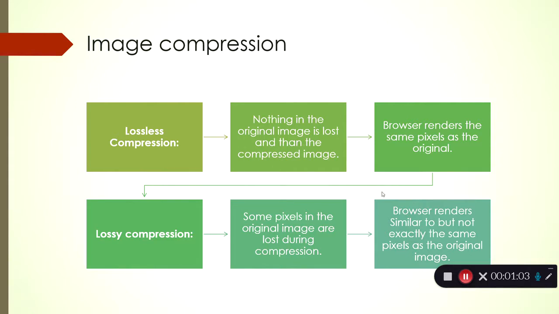As the name implies, with lossless compression the pixel information will not get lost during the compression process. The browser renders the same pixels as the original image, so it is called lossless compression. With lossy compression, some pixels in the original image will be lost during the compression process, so when the browser receives that image, it will not render the same image, but a similar image, because some pixel information has been lost. That is called lossy compression.